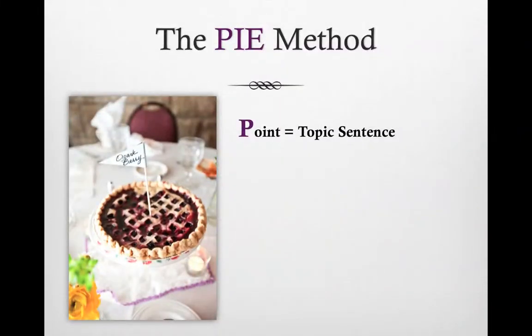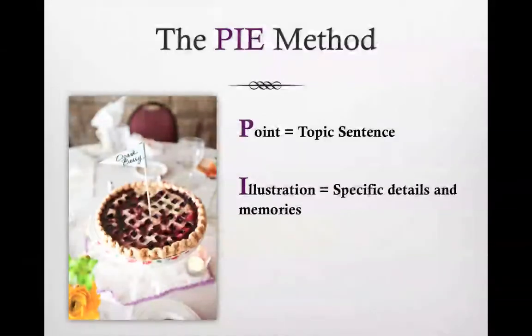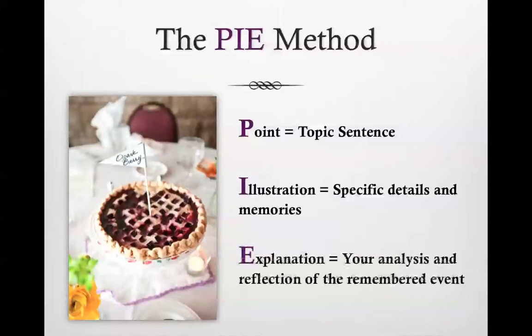So the point, like we talked about, is most usually the topic sentence. Probably many of you have heard about topic sentences or main ideas of paragraphs. The illustration is the specific details and memories, in terms of this remembered event essay. So what kinds of concrete or sensory details are you going to include? How are you going to characterize the people in your story? And how are you going to really move beyond tired phrases like good or bad? Those words don't really mean a whole lot, so how are you going to use concrete, specific details to paint a picture? And then for your explanation, within that paragraph, your brief analysis or reflection of that event.